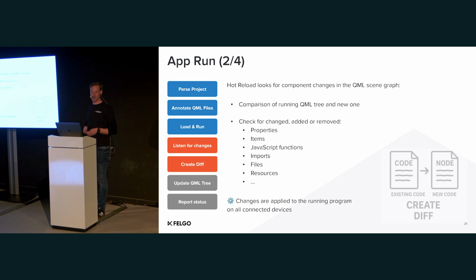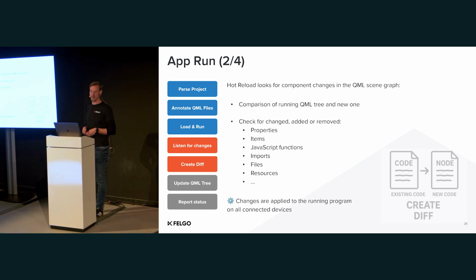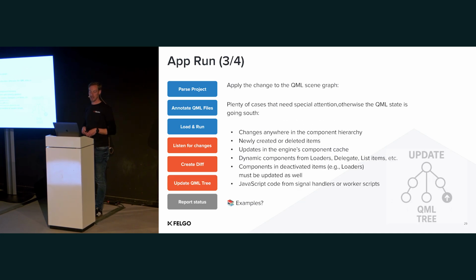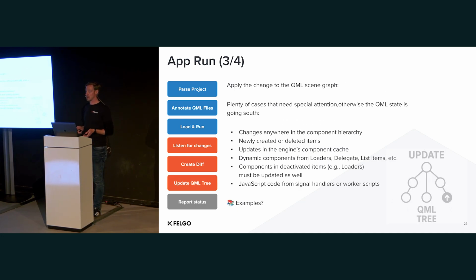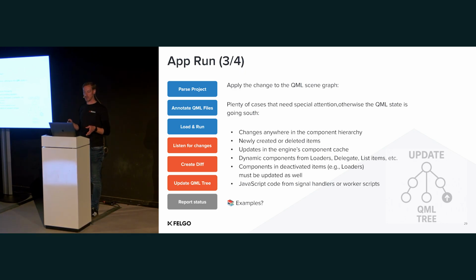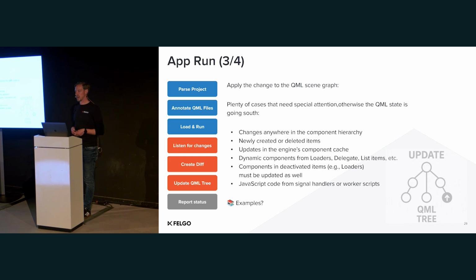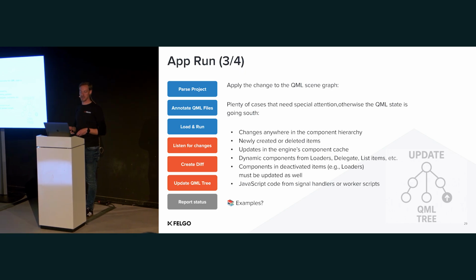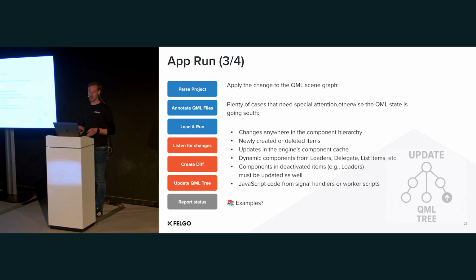And those changes from the diff are then applied to the running program on all the connected devices, which is the main step, updating the QML tree. So we basically update the QML scene graph with all the updates. And this might sound trivial in the beginning, but there are plenty of special cases that need attention, otherwise the QML state would go south.